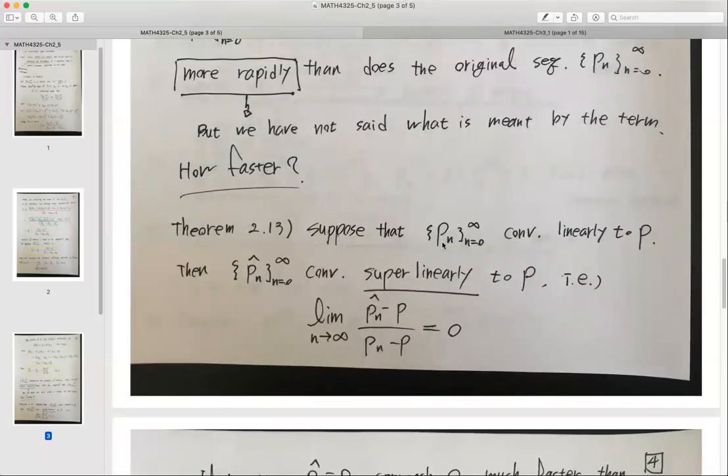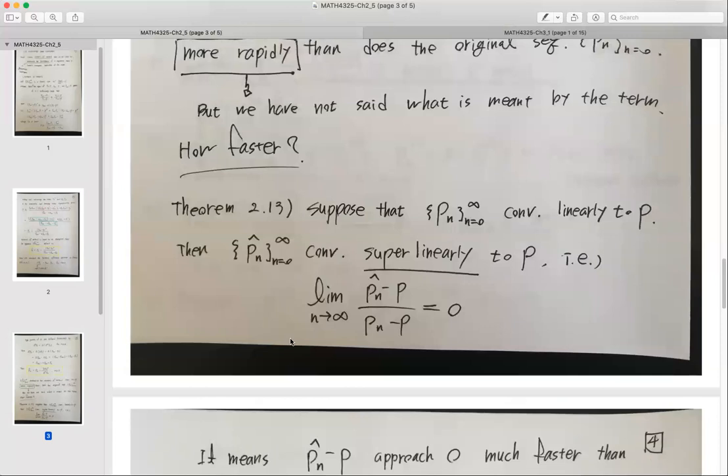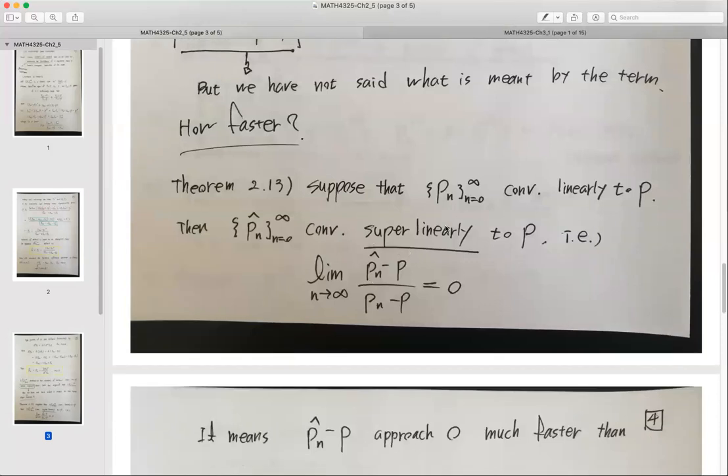So here is Theorem 2.13. Suppose that p n is a regular sequence converging linearly to p, which means that the order alpha is 1. Then p n hat converges superlinearly to p. What does that mean?